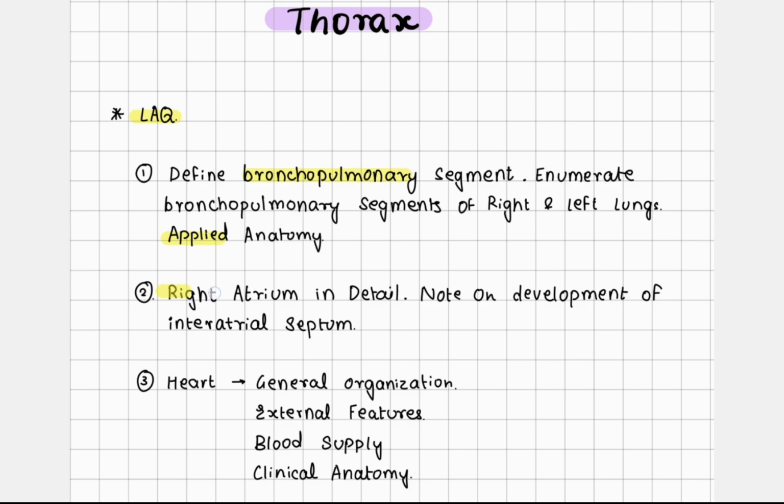The second is on right atrium. In this you need to mention position, external and internal features and tributaries or inlets. You need to draw the diagram also for this, and you need to also write the development of interatrial septum.